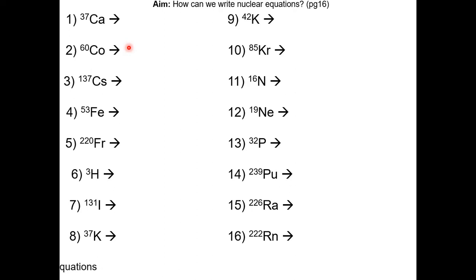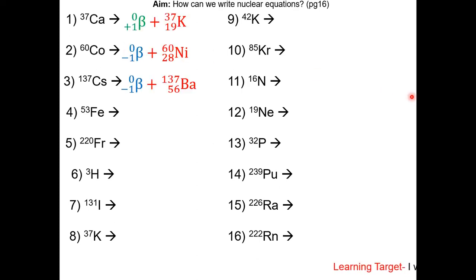For this practice, you're given radioisotopes from Table N. Take a moment to write the nuclear equation for each radioisotope using Table N. Pause the video and resume once completed. Here are the answers.